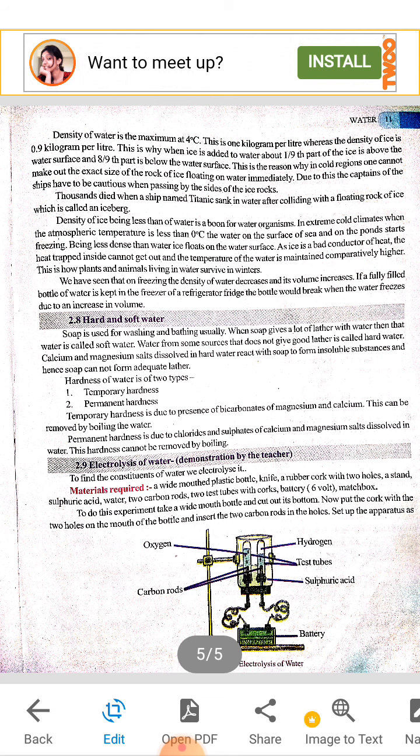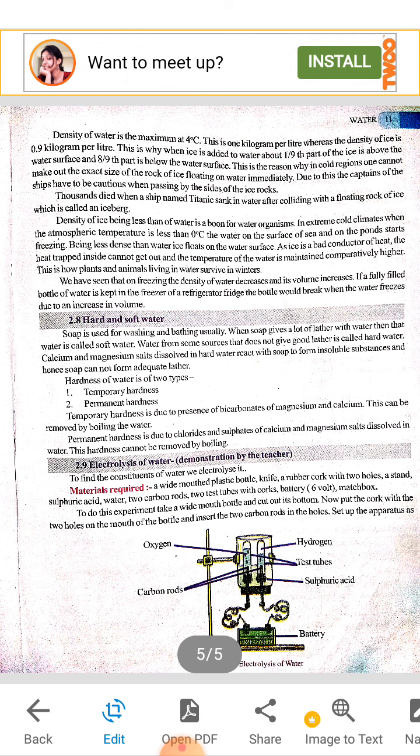Next topic is hard water and soft water. Soap is usually used for washing and bathing. When soap gives a lot of lather with water, then it is called soft water. Lather, in Hindi we call it jhag. Water from some sources does not give good lather; it is called hard water. So the water which does not give more lather is called hard water, and the water which gives more lather is called soft water.